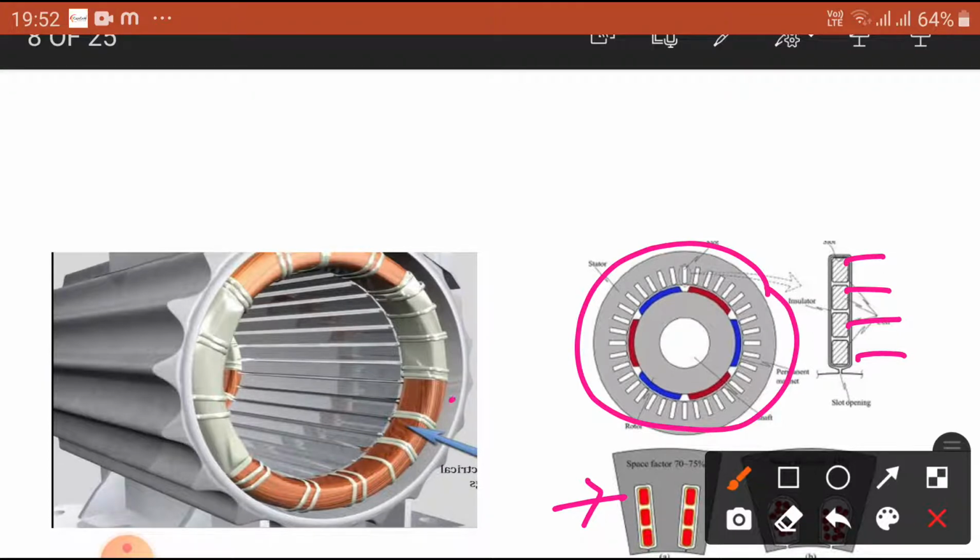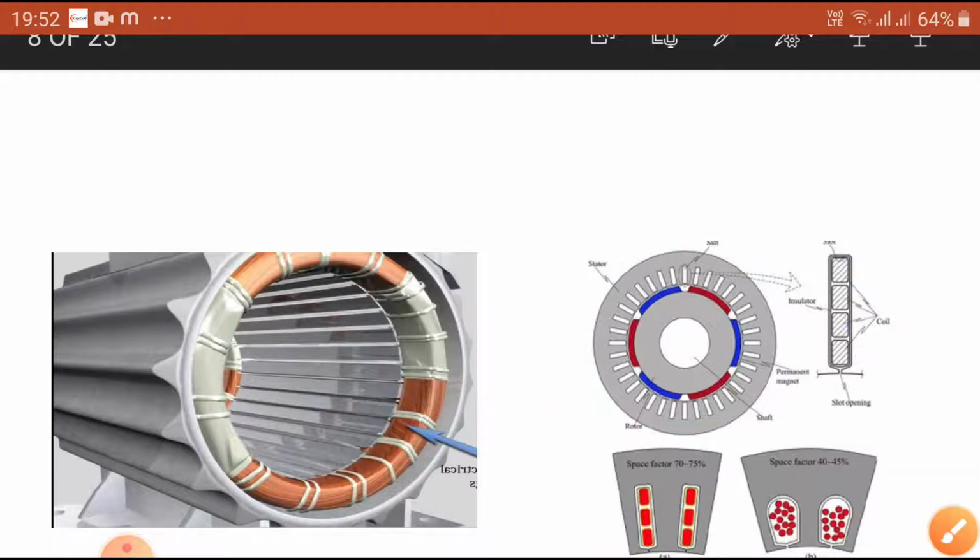Now, what are the windings? How is the copper winding made in different shapes? The coils may be diamond coils. The end connections are made with the help of insulating paper and cotton insulations. You can see the different types of coils here.